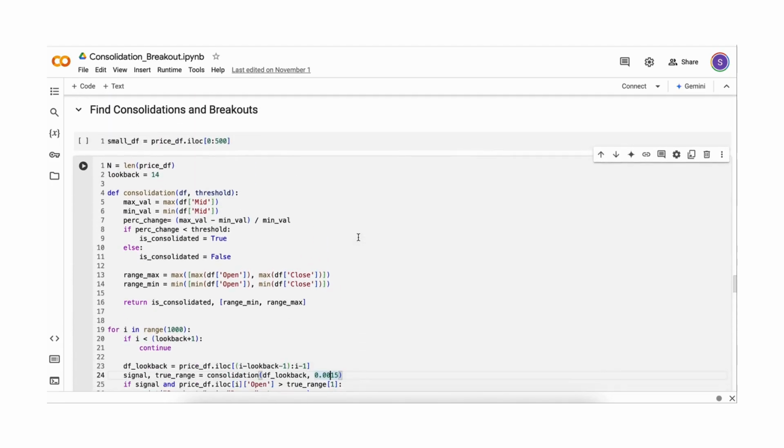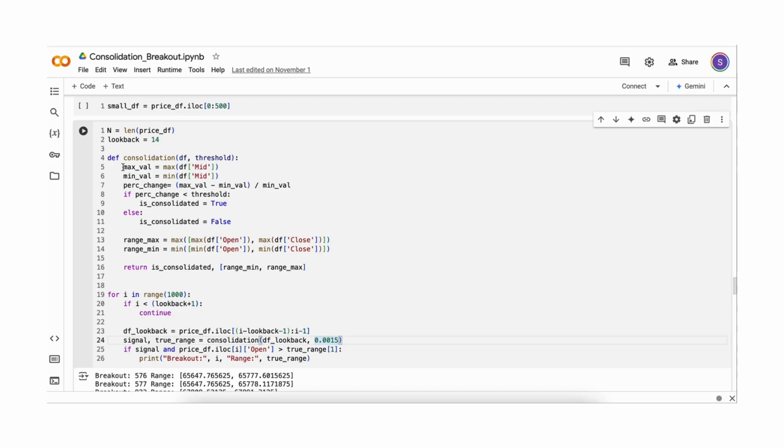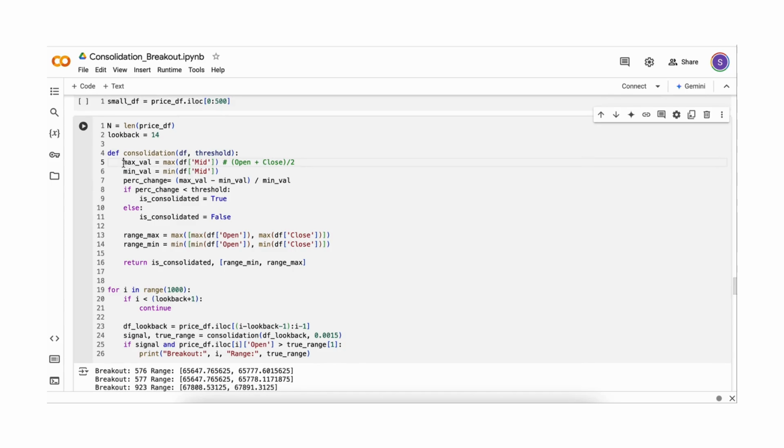And let's see. In this function, we look at the mid values, and the mid value is the mean of the open and close. So it is open plus close divided by 2.